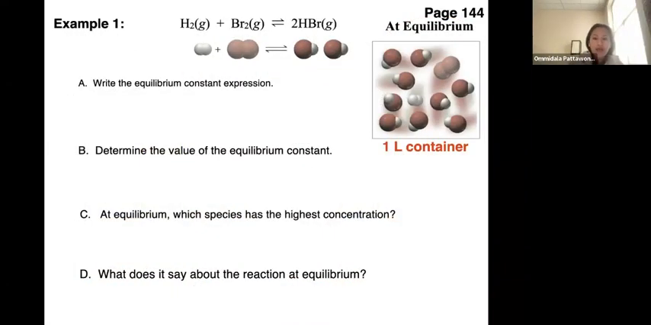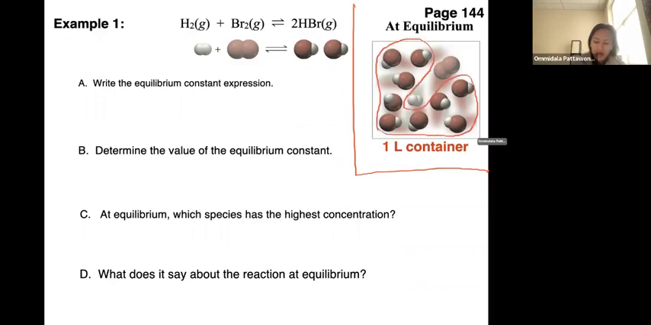Now let's take a look at example one. This reaction is between hydrogen gas and bromine gas to produce hydrogen bromide gas. This picture represents the reaction at equilibrium. Let's say this picture represents moles of each of those gases. If you count the number of moles, you are going to get 9 moles of HBr, 1 mole of hydrogen, and 1 mole of bromine. We are going to use this information to help us answer example one.